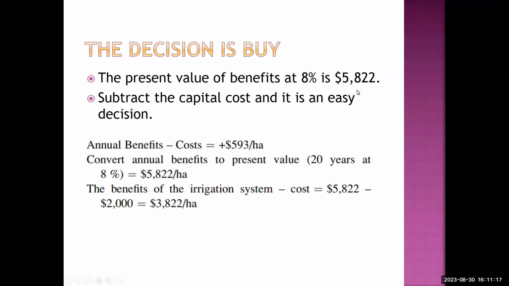So the present value of benefits is $5,822. You subtract the capital cost of $2,000. So it's an easy decision to go ahead and buy the center pivot. One complicating factor in Arizona, especially, is a lot of ground is leased. So people aren't going to invest in a system if they're just leasing ground because they don't know how long they'll be farming there. So that's one thing that would prevent people from just making this simple calculation.